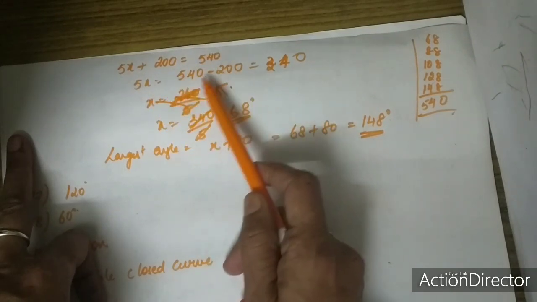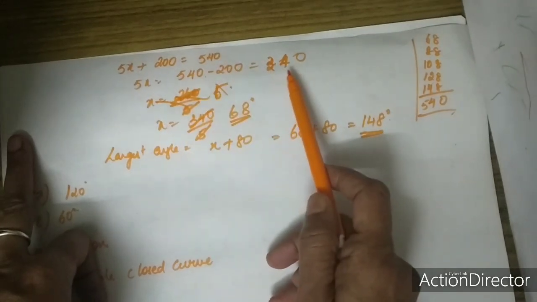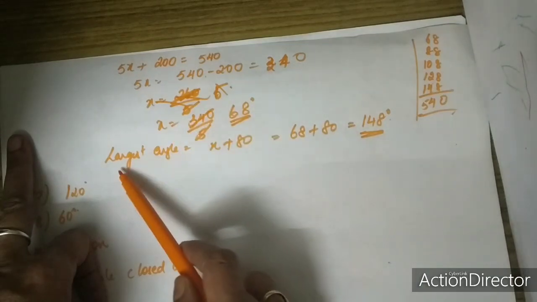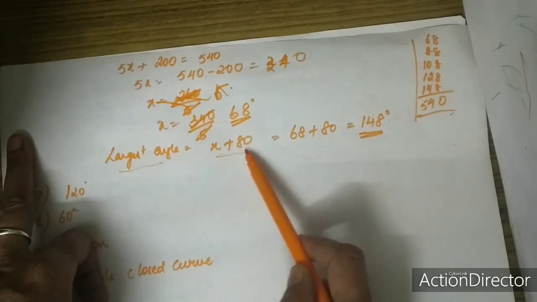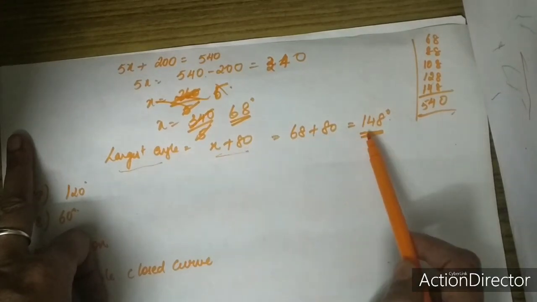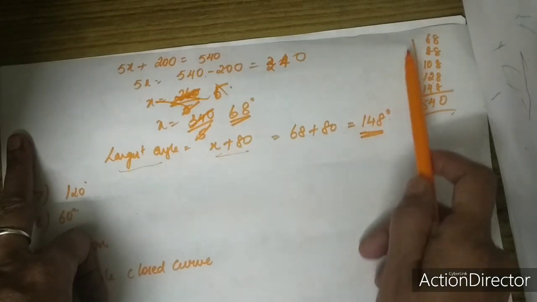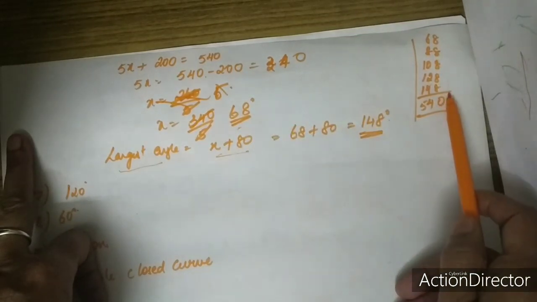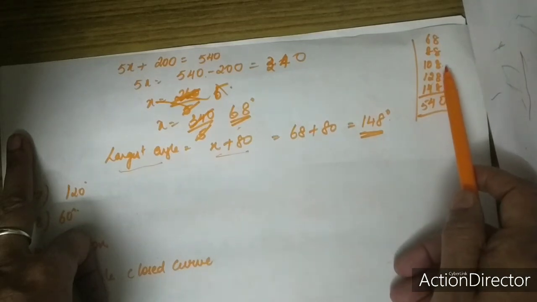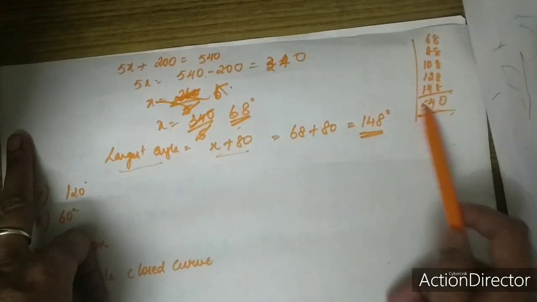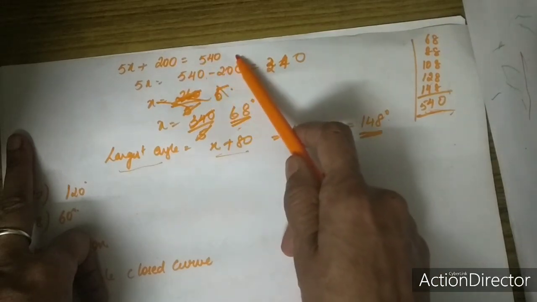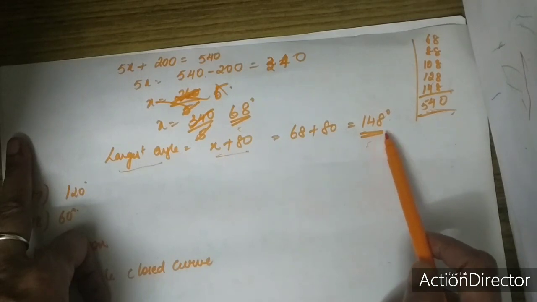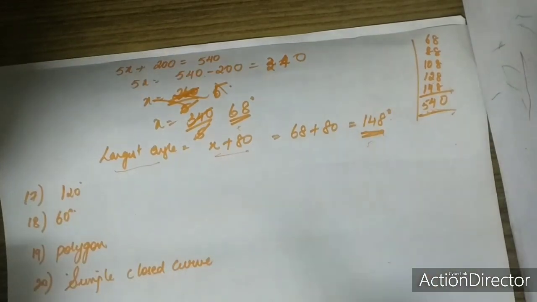Or 5x is equal to 540 minus 200, which is equal to 340. So while dividing it by 5, I will get 68 degrees. But I need the largest angle. What is the largest angle? x plus 80. So 68 plus 80 will be equal to 148 degrees. Now we can add all the angles. First angle I got is 68 degrees, and you have the difference of 20. So adding all the angles, I get 540 degrees, which is the total of the angles of a pentagon. So the smallest angle is 68 degrees and the largest angle is 148 degrees.